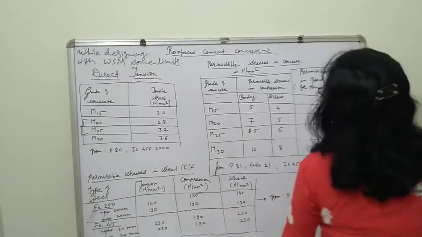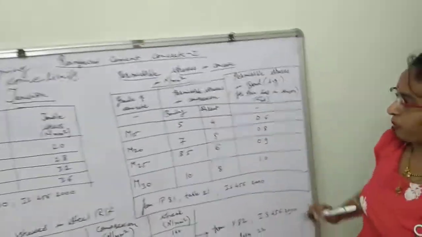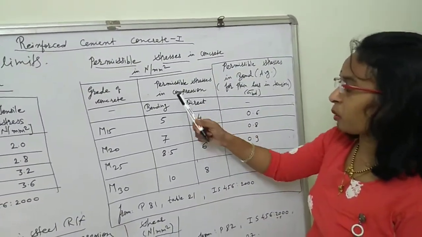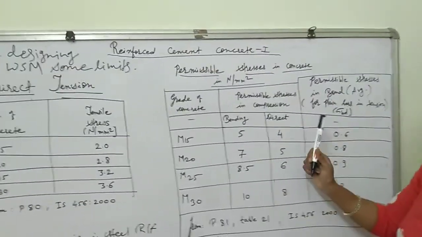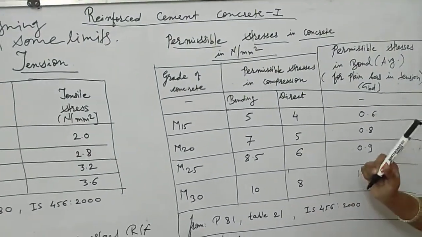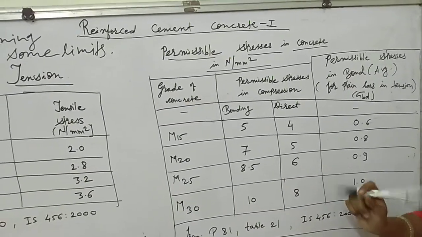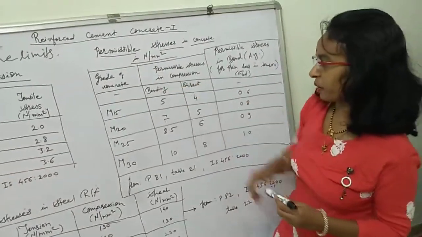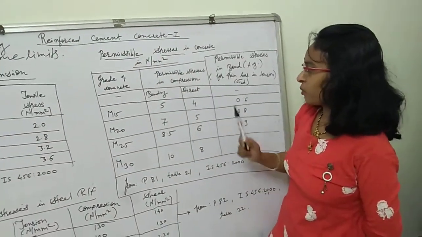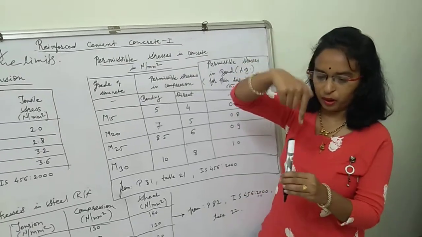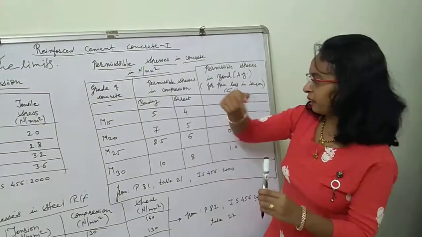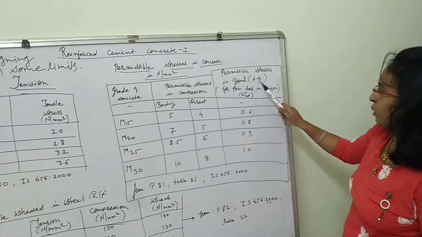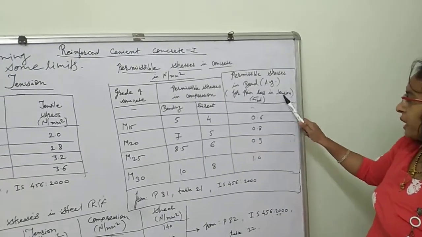Now, the permissible stresses in concrete in Newton per mm square. The grade of concrete, permissible stresses in compression. The permissible stresses in compression are in two parts, bending and direct. Bending means if bending comes in the slabs and beams. If you are applying the load on a beam like that, then bending occurs, and direct is for the column. If you are applying the pressure on the column, then it comes directly, means it is direct. And permissible stresses in bond, average for plain bars in tension, tau d.